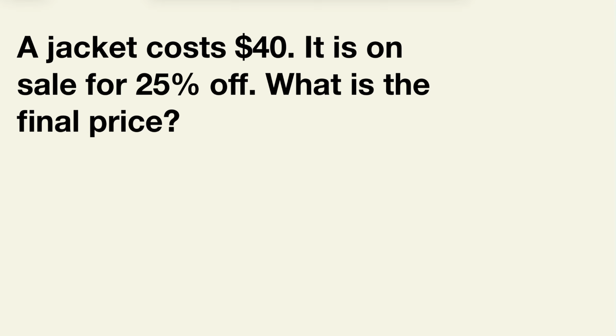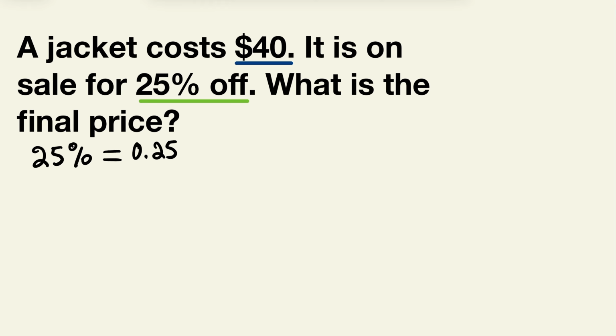First, I need to understand what 25% off means. Let me just go ahead and underline that. And that means I am taking 25% away from the original price. And recall, the original price is $40. So what I'm going to do is write 25% equals 0.25. Okay, now to find the discount, I have to multiply the original price by the percent.